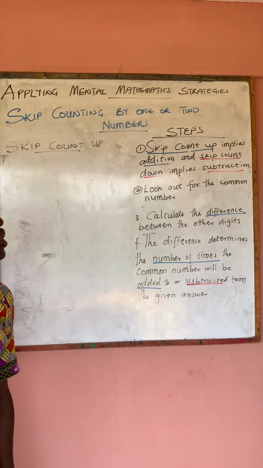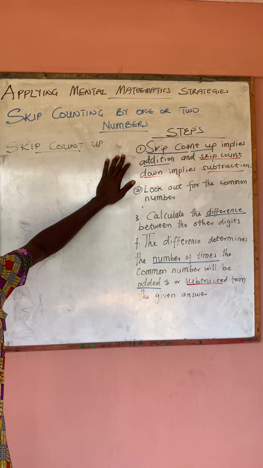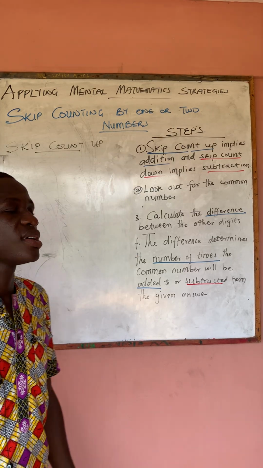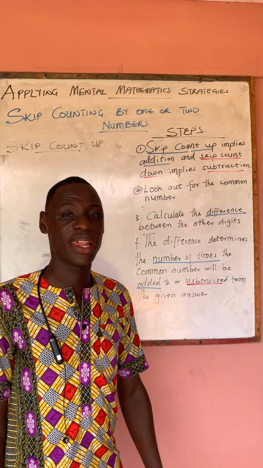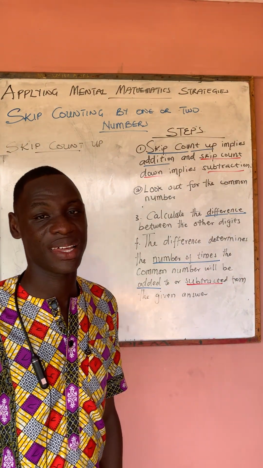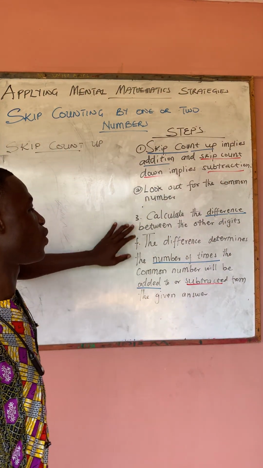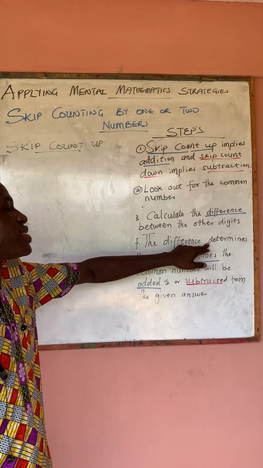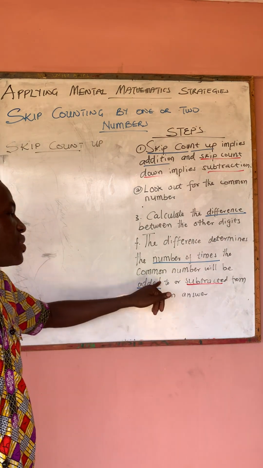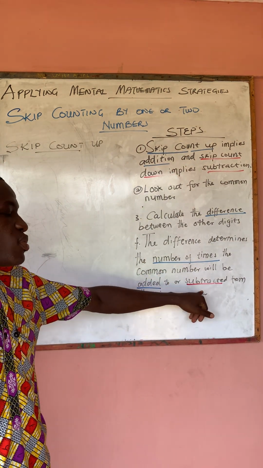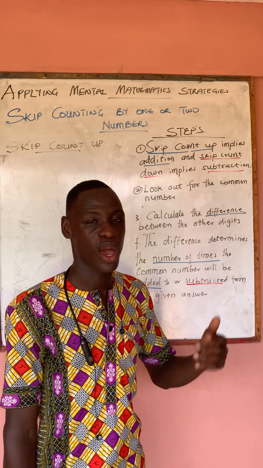Step 2 says look out for the common number. So you're going to be on the lookout for the common number in the question. Step 3 says calculate the difference between the other digits. Please remember here, the difference is not that one number is bigger than the other. Through the examples, you will see how you're going to find the difference. And step 4 says the difference determines the number of times, emphasis on the number of times, that the common number will be added to or subtracted from the given answer. So that implies that you'll be given an answer and you work with that.